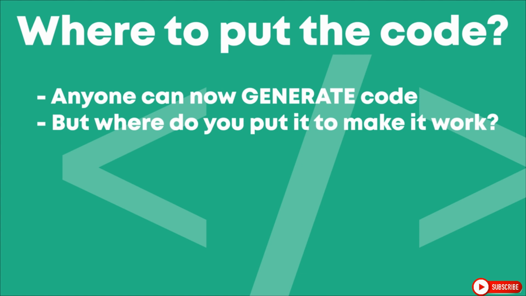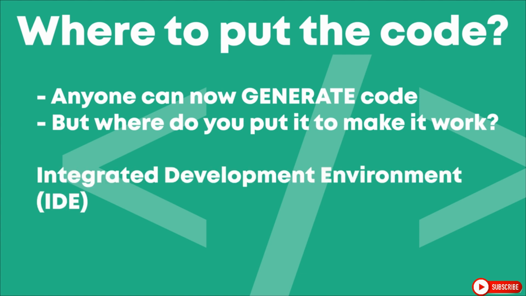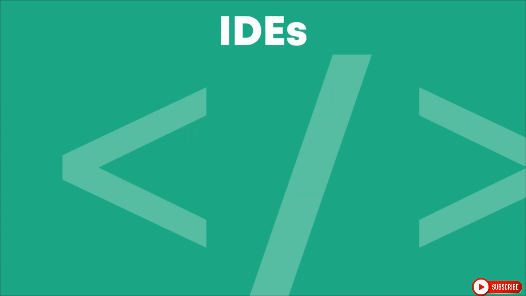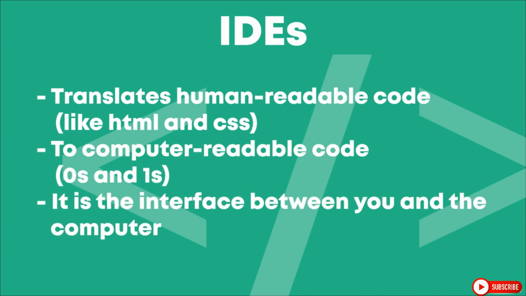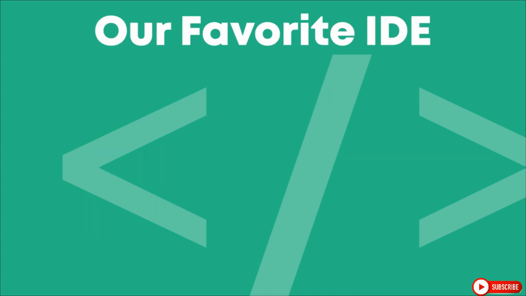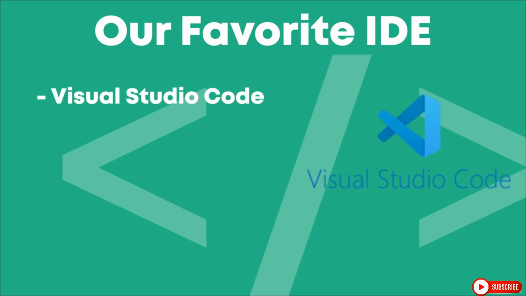So to write the code for a website, you need an interpreter or integrated development environment, or IDE. An IDE translates human readable code into machine readable code. So that's basically zeros and ones. And it thus is the interface between what you write and the computer. There are many softwares available that can do this, but our favorite and the one we will use in this course is Visual Studio Code.